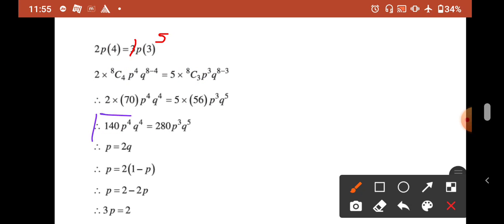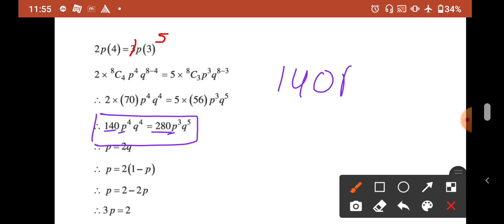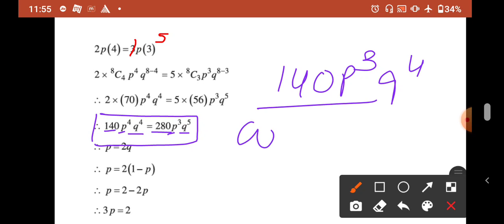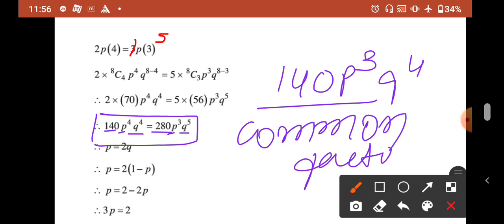Now from that, take out the highest common factor. Take out the highest common factor here. So see, 140 is common: 140 ones are 140, 140 twos are 280. Now p4 and p3, so we can take p3, and q5 and q4, so we can take q4 as a common factor. Now divide with it, so 140 is eliminated, so it will not come.